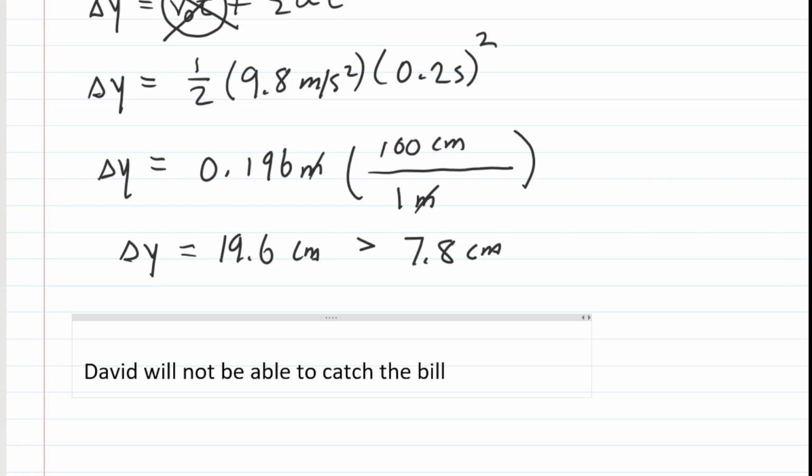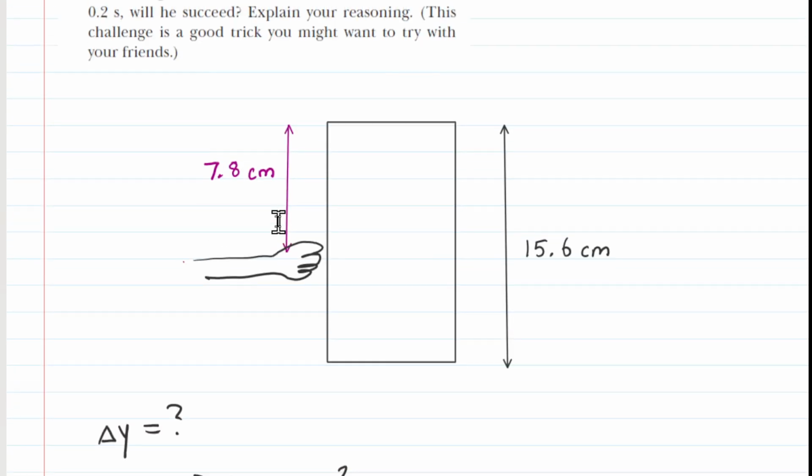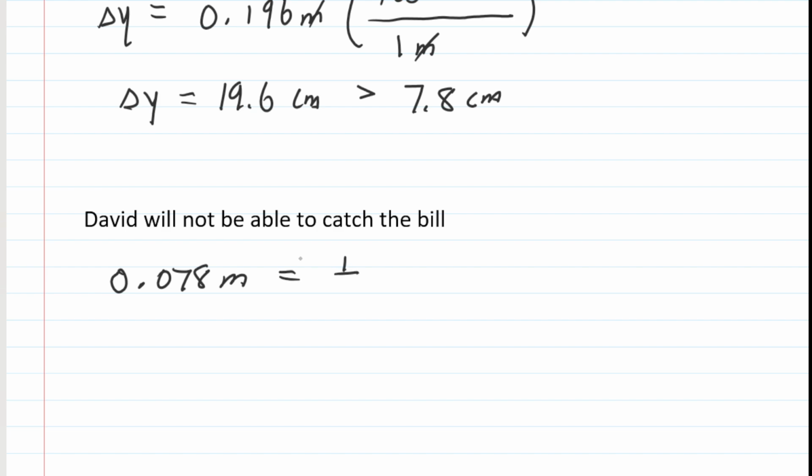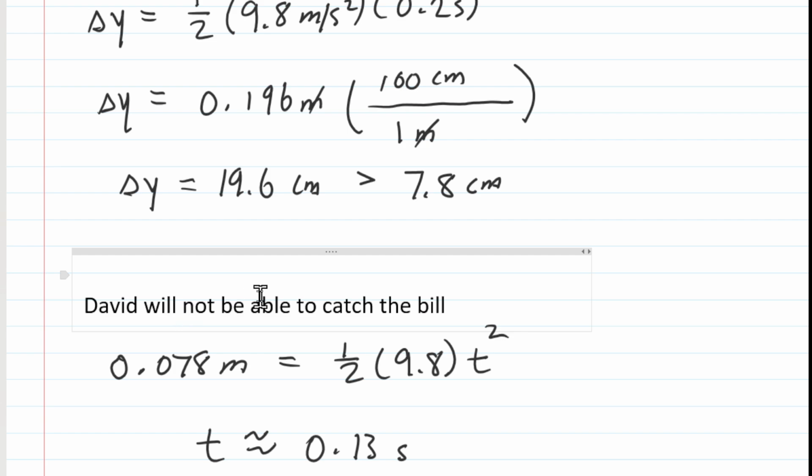It would be an interesting exercise. We were not asked to do this, but we would need to solve for his reaction time, assuming that the distance would be that 7.8 centimeters. Now, as an addendum to this video, we can do that. 7.8 centimeters would be 0.078 meters. That would be the vertical displacement. We would set that equal to 1/2 times the 9.8 meters per second squared times time squared. And if you solve that out, which I'm going to do real quickly here on my device, you will see that the reaction time needed is about 0.13 seconds. So if David could react within 0.13 seconds, then he would be able to barely catch that bill. Unfortunately, his reaction time is too slow, and as stated, he will not be able to catch the bill.